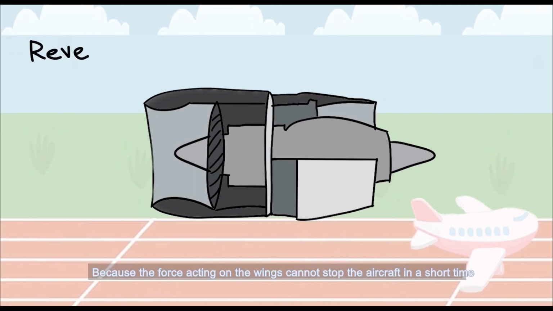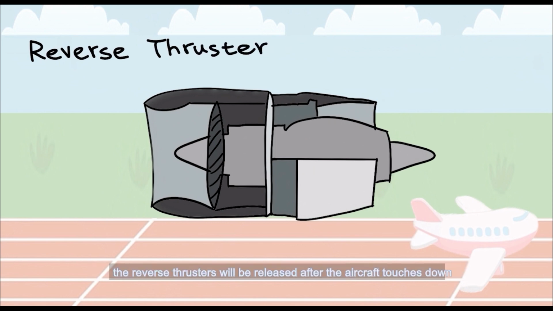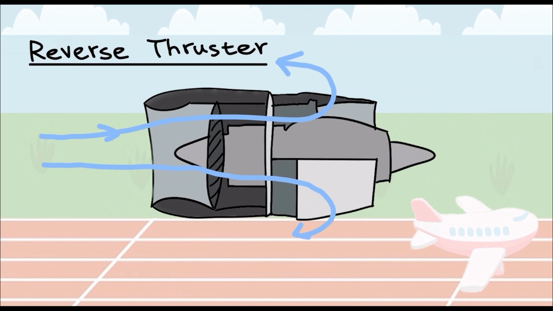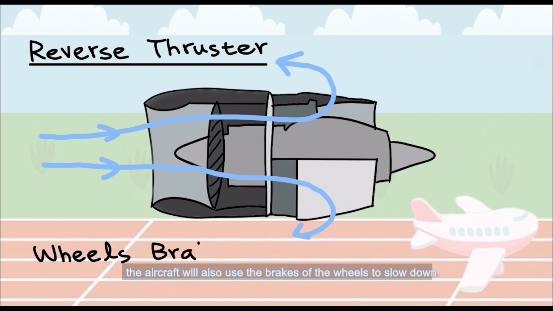Because the force acting on the wings cannot stop the aircraft in a short time, the reverse thrusters will be released after the aircraft touches down. It reverses the backward airflow to the sides for rapid deceleration. At the same time, the aircraft will also use the brakes of the wheels to slow down.